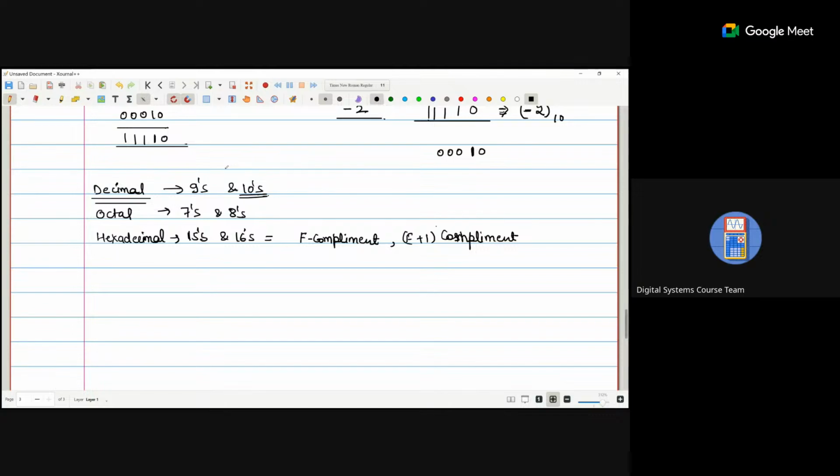The procedure is the same. If the number given is 789 in decimal, I have to convert it to the ninth complement. So what should I do? Just subtract it from 999, since it is 3 digits. So the answer is 210. This is the ninth complement.